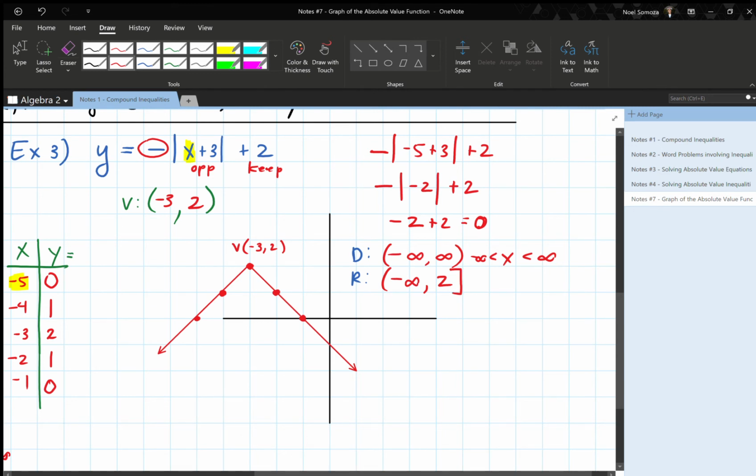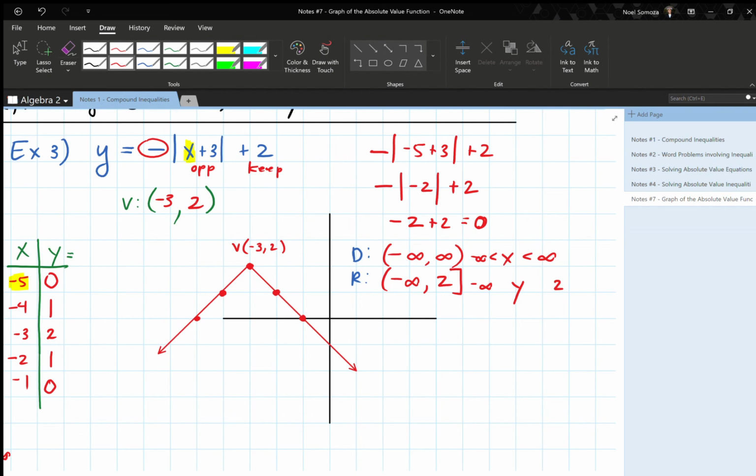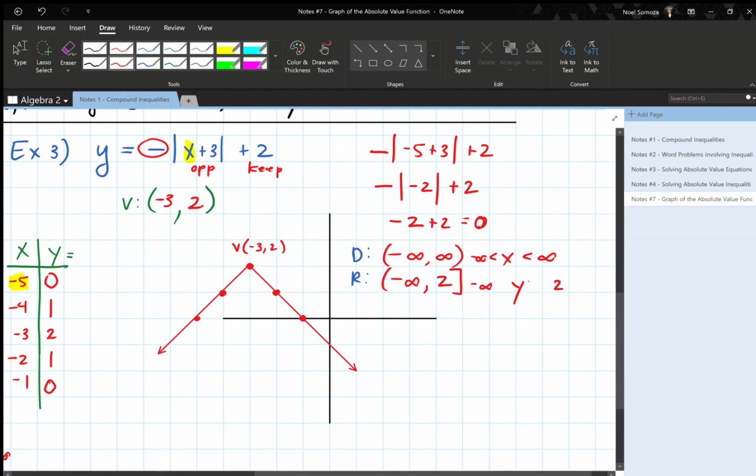Real quick, y value this time. My max is a 2, my min is negative infinity. So those are my boundaries. I want to be less than or equal to 2, right? Everything below or equal to 2. And I want to be greater than negative infinity, right? So above negative infinity. So there it is. All right.